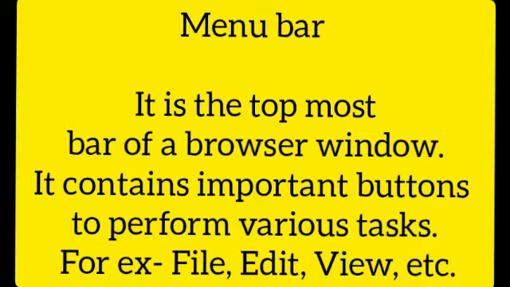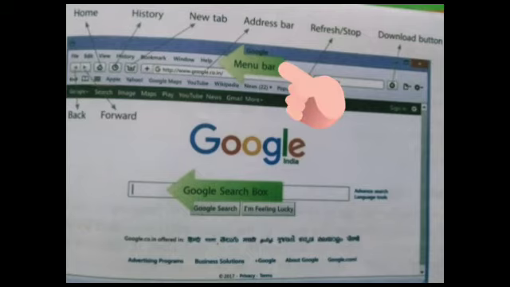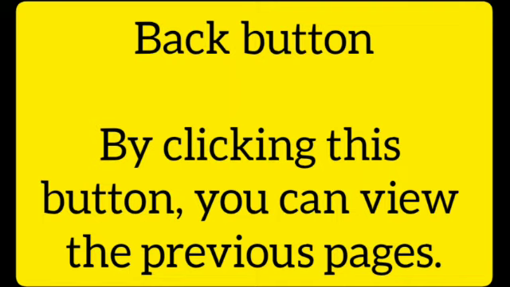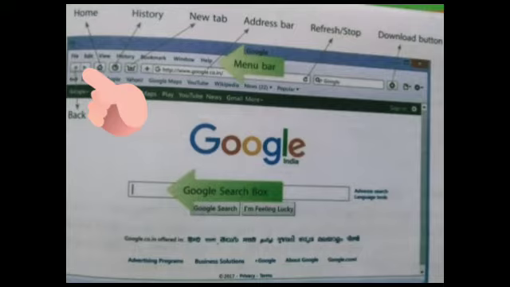The first button is the menu bar. It is the topmost bar of a browser window. It contains important buttons to perform various tasks, for example, file, edit, view, etc. Children, look at here. Here the menu bar is present. Now next comes the back button. By clicking this button, you can view the previous pages. You see children, here it is present, the back button.